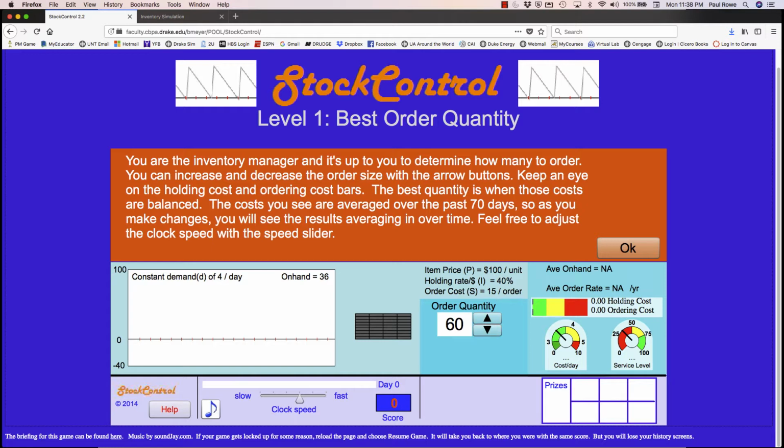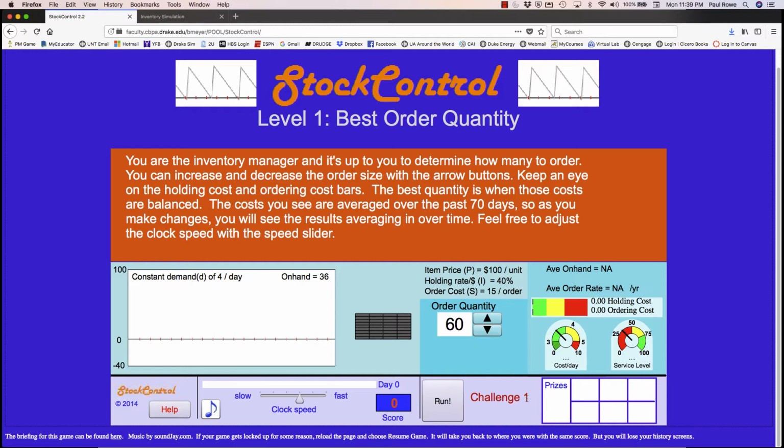So we'll go ahead and click OK, and then you have the run button appear. So we have the pricing, the ordering costs, the holding costs, and the item price. And then you'll run this until you balance it out. Then it will say OK, and you get a score. So the faster that you balance that out, the better your score. The slower, the lower the score.